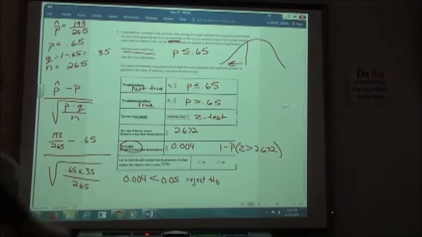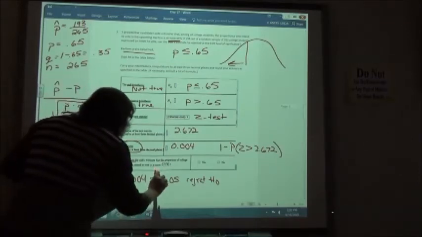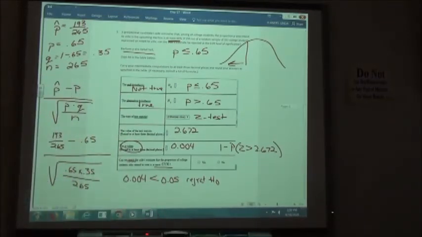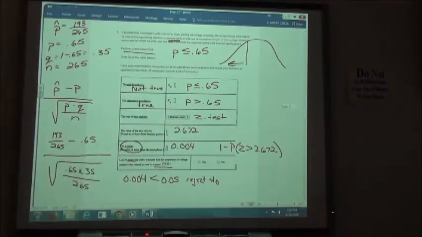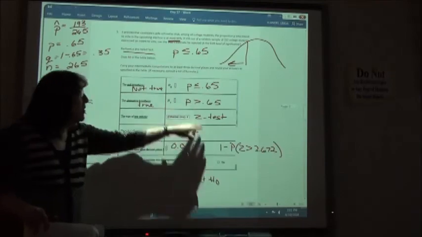So can we reject the aide's estimate that the proportion of the college students who intended to vote is at most 65%? Can we reject that? That's the hard part, trying to decide yes or no, isn't it? Yeah, I know. So, we are going to reject the null.